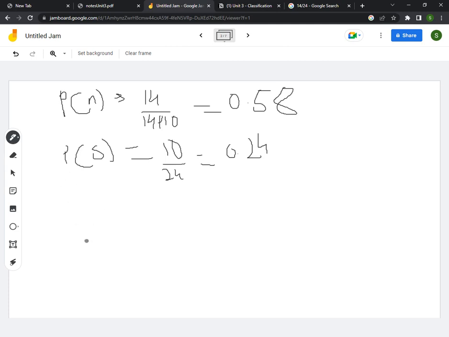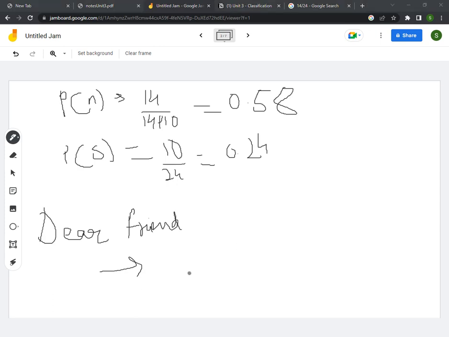Now we get a message in the inbox that is "dear friend". Now we have to find the probability of this particular message, whether it is more probable in a normal or a spam message. We have to solve this question, so we will use Bayes theorem, and I will show you how Bayes theorem is going to work.